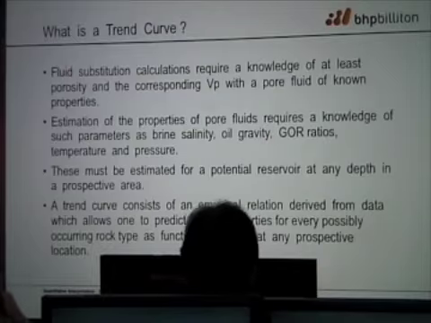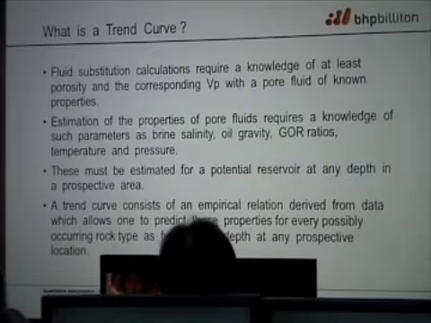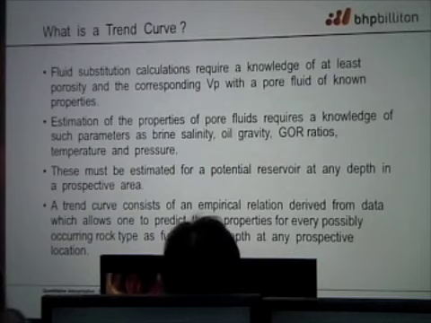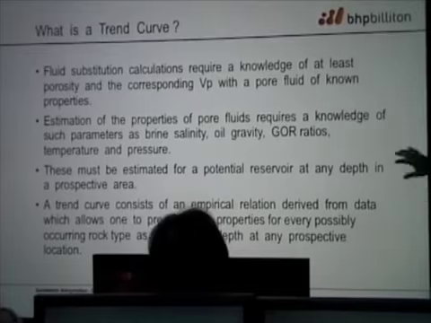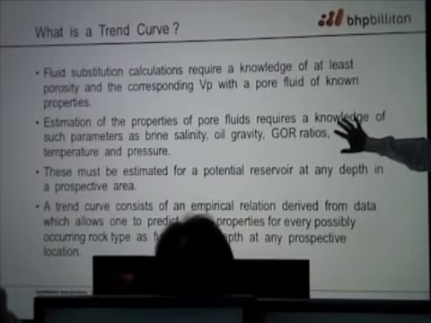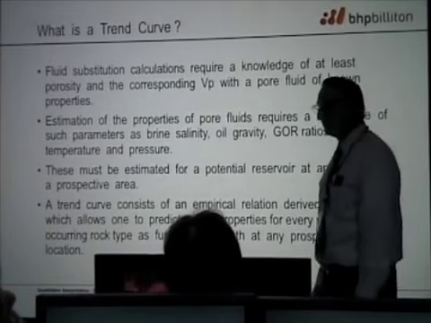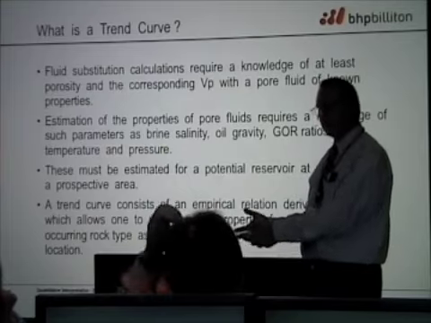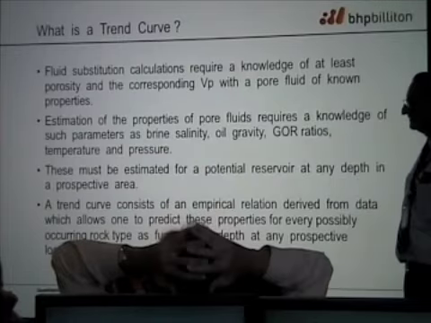What's a trend curve? Fluid substitution calculations, we know this. We need the dP and we need that porosity, and we need corresponding values. That's important. Estimation of the properties of pore fluids requires a knowledge of such parameters. We did this today too. We looked at the fluids and found out I need to know the water salinity everywhere if I'm going to make good estimates of the beta that I get out of my brine saturated velocities.